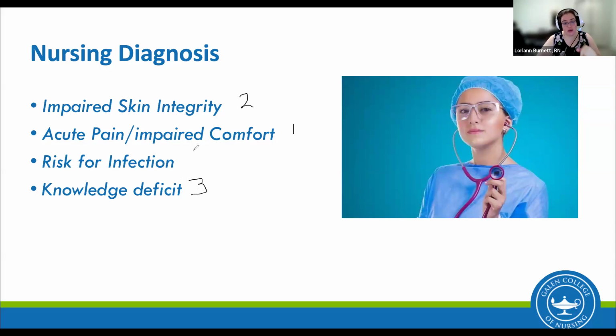And the last is going to be risk for infection. Again, risk for is almost always the least priority. The only exception, I think, is risk for suicide, because that is a safety thing, because there's always exceptions. Nursing's never black and white. But this is how I would prioritize those four nursing diagnoses.